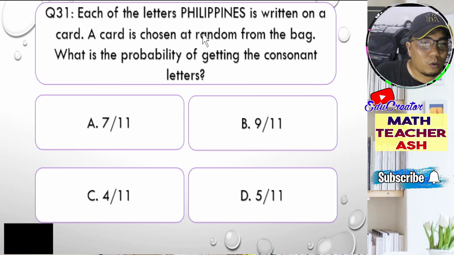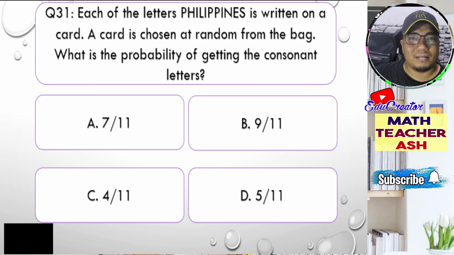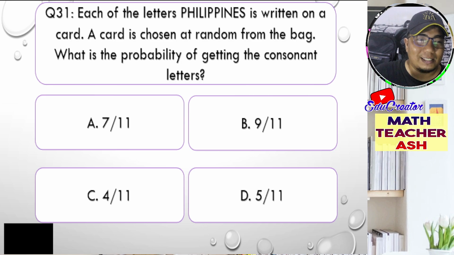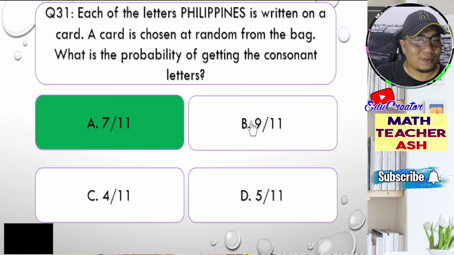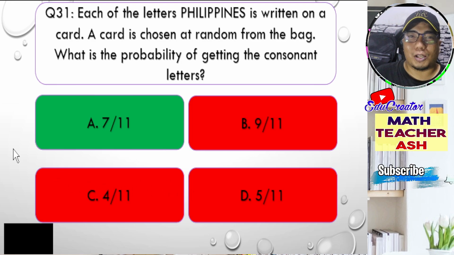So therefore, we will just eliminate the vowels here. So we have 1, 2, 3, and 4. So 4 will be subtracted from 11, and that will be the number of consonants we have. Okay, so 11 minus 4, that is 7. So therefore, the correct answer for this is 7 out of 11, or 7 over 11. All right, my dear math learners, we are correct. Now, let us go to question number 32.